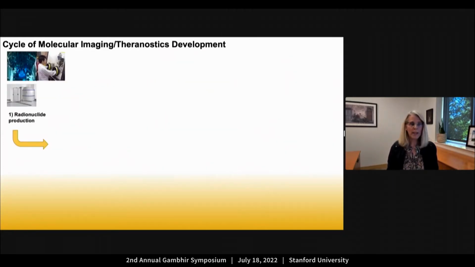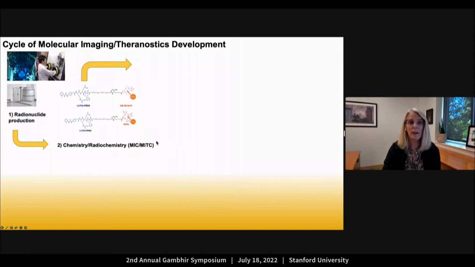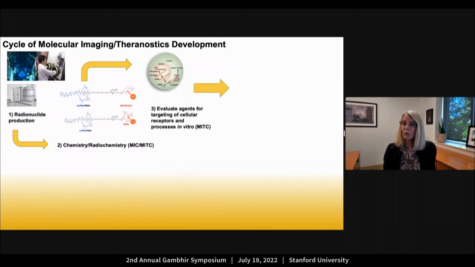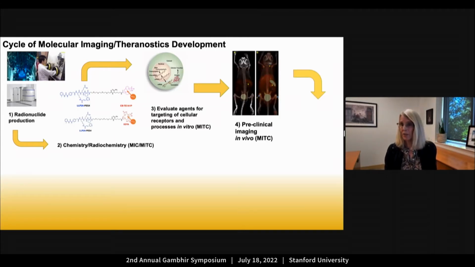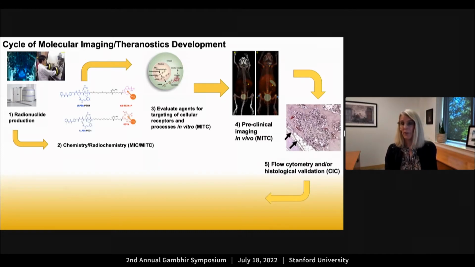I like to point out that in my research, we attempt to cover the whole cycle of molecular imaging and theranostics development. So the radionuclide production happens at MURR, where we get radionuclides fresh off the reactor. We do all the chemical synthesis here, the chelator synthesis, and the radiolabeling. We do all the in vitro assays to test our agents to make sure that they still bind to the molecular target of interest. And then this is followed by preclinical imaging, which we then validate ex vivo to make sure that what we saw in the preclinical studies is truly hitting the target that we intended.